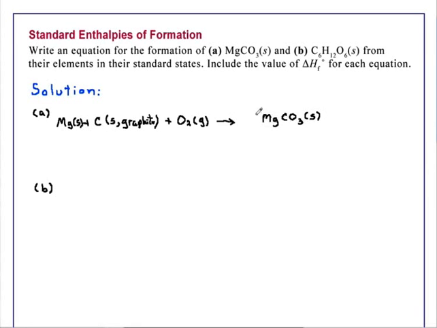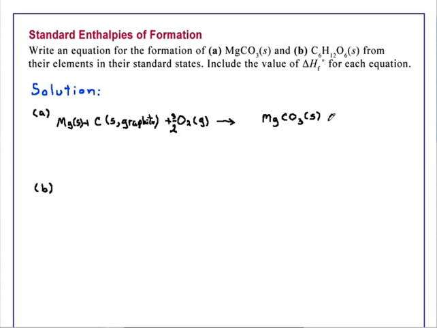Because we want to have a 1 in front of the magnesium carbonate, we have to add coefficients to the reactants in an appropriate fashion. So we have 1 magnesium, 1 magnesium, 1 carbon, 1 carbon. But we have 3 oxygens in the magnesium carbonate, so we have to multiply the oxygen by 3/2. This is the defining equation for the formation of magnesium carbonate.